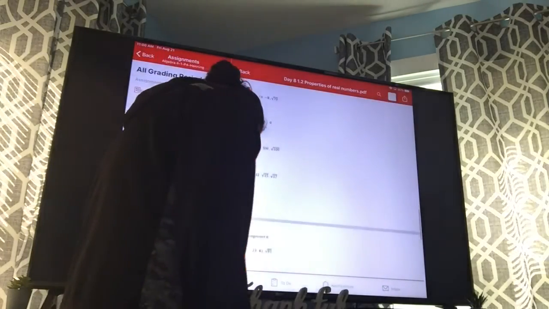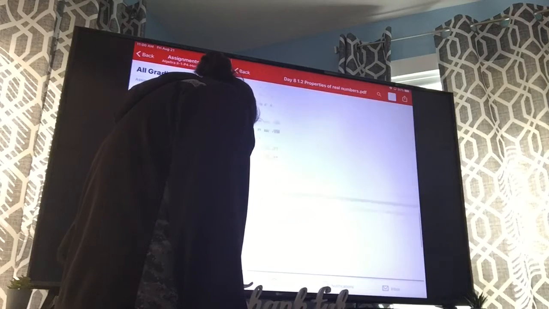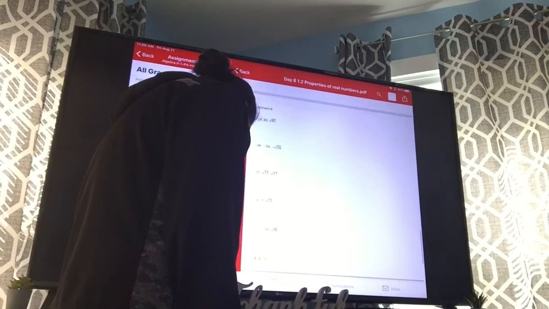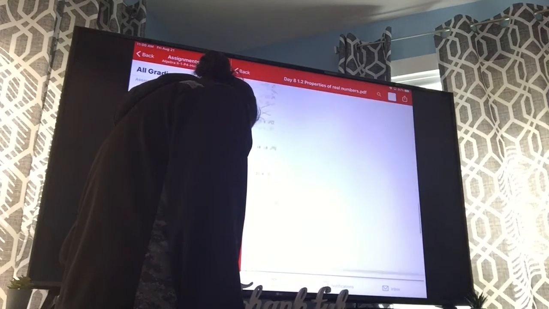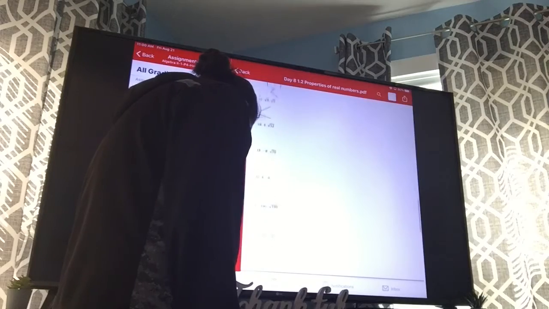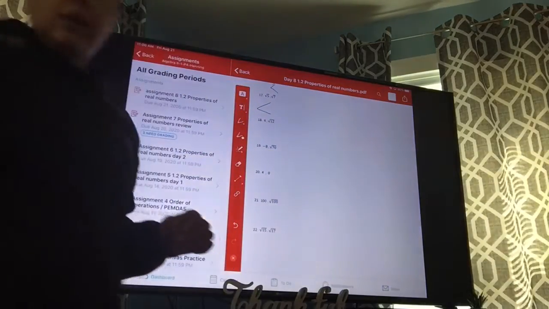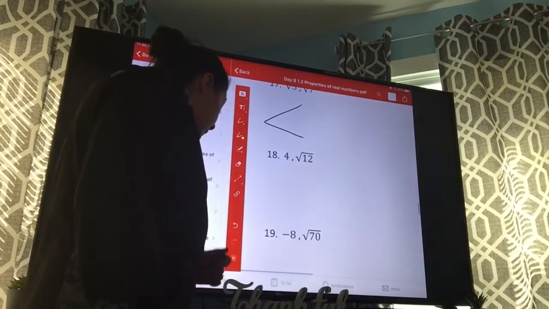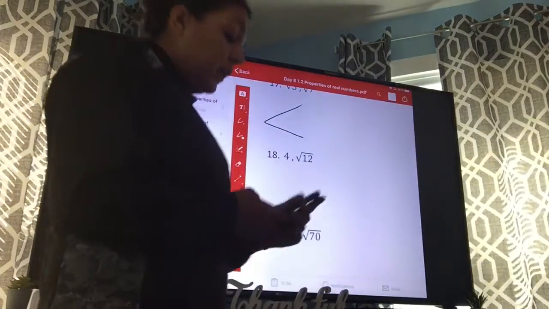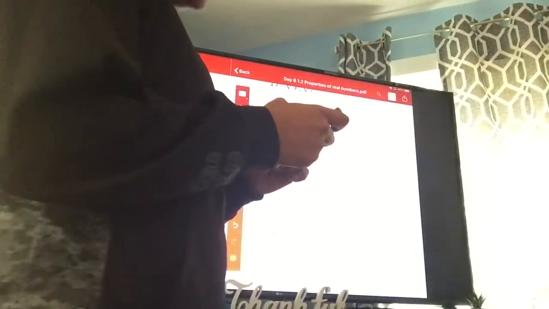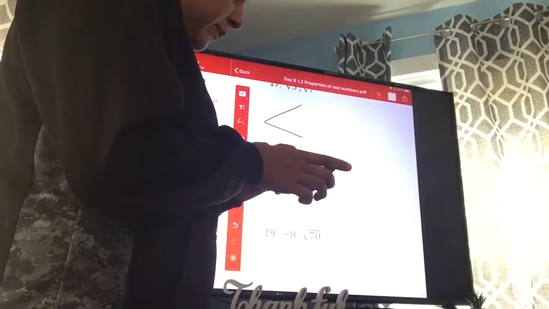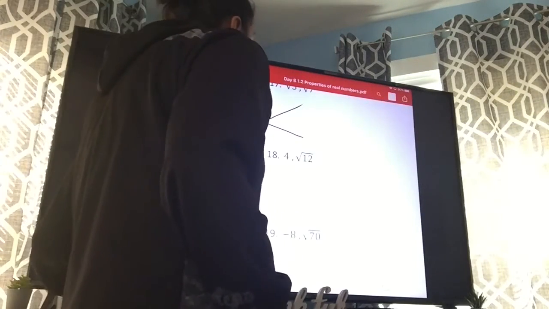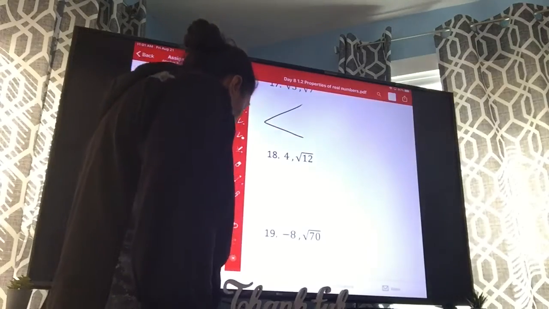How many are on here? 30. Okay, so look at 18. Which one is going to be bigger, 4 or the square root of 12? I'll be honest, I don't know. So this was one that I would have to type in. Square root of 12, turn your phone sideways. It's 3.46. So 4 is going to be bigger.